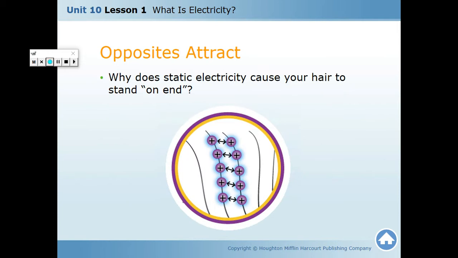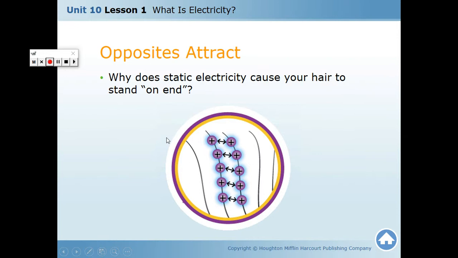And there's a picture there. Why does static electricity cause your hair to stand on end? Well, particles with the same charge repel each other or push away from one another. Particles with opposite charges attract one another or pull together.